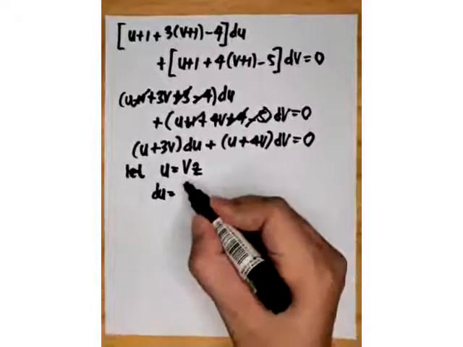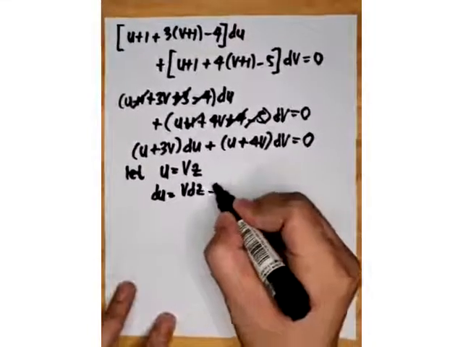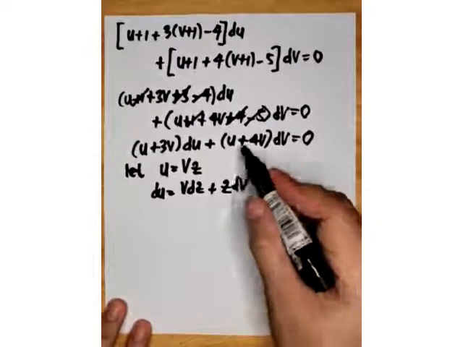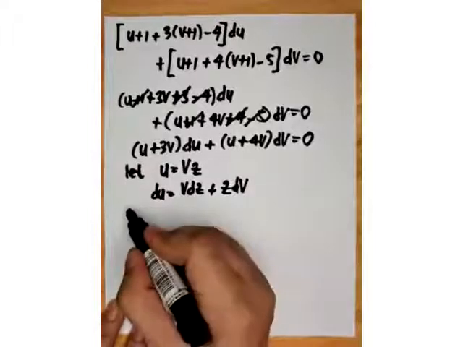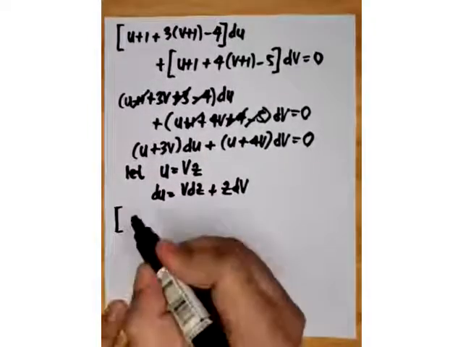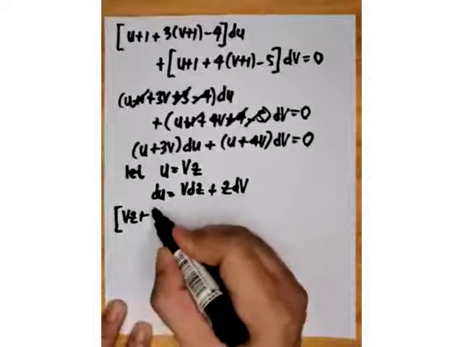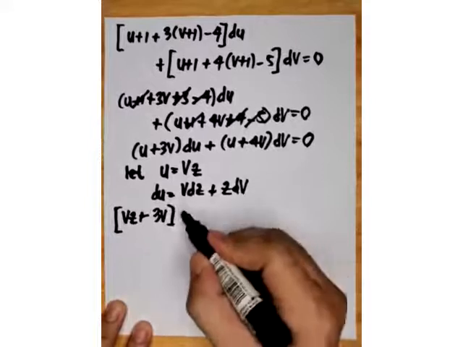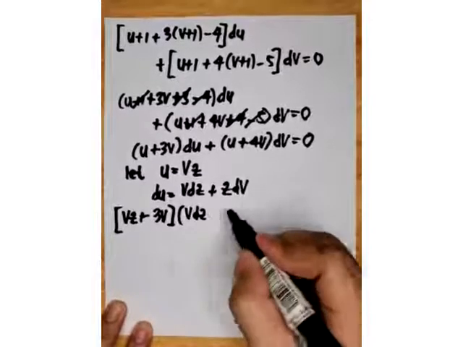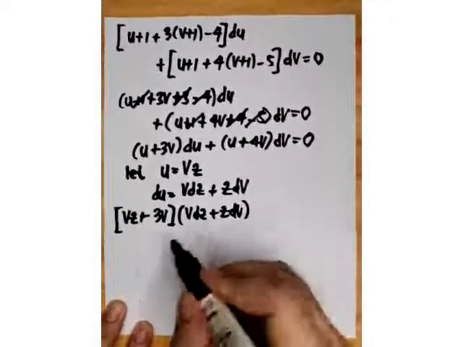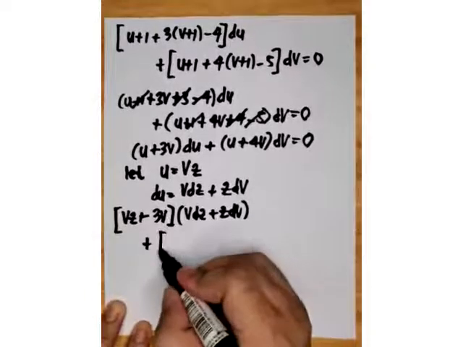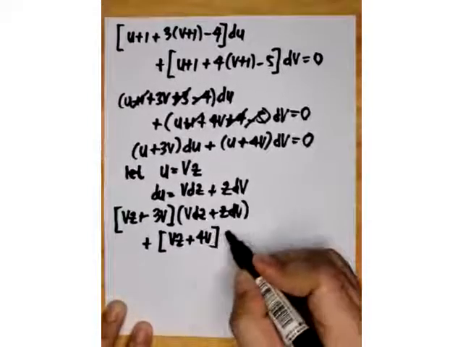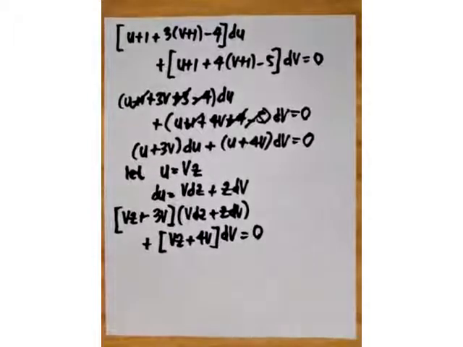So, du is equal to v dz plus z dv. Ayan. And then, let's substitute this doon sa ating given differential equation. So, that's the quantity vz plus 3v. So, du is v dz plus z dv plus quantity vz plus 4v dv is equal to 0.